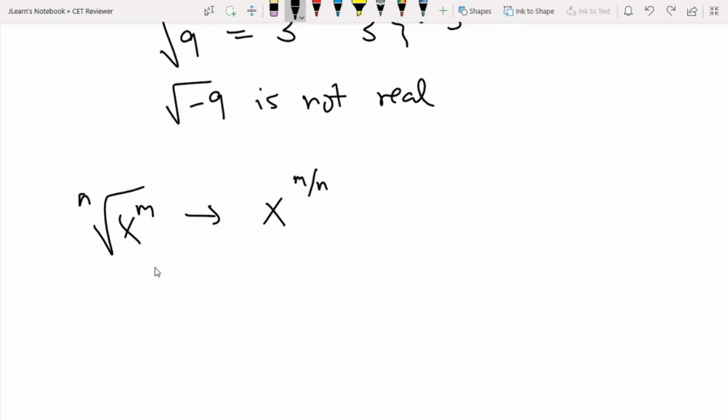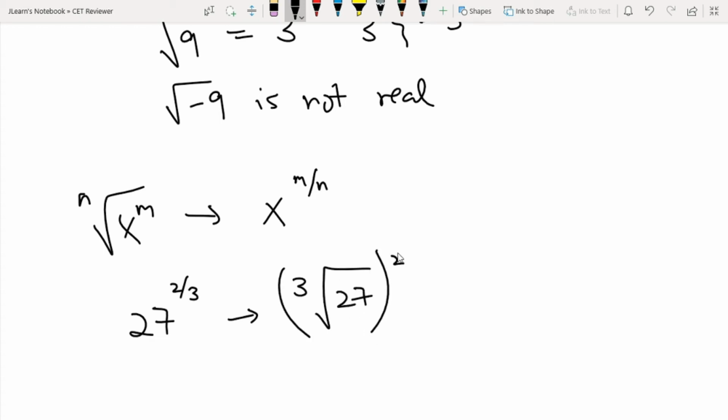So, for example, yung 27 raised to 2/3, pwede mong gawin to na cube root of 27 quantity squared. Okay? And alam mo kung ano yung value ng cube root ng 27. Tama? That will be 3. And wag mo kalimutan yung squared, so we get 9.